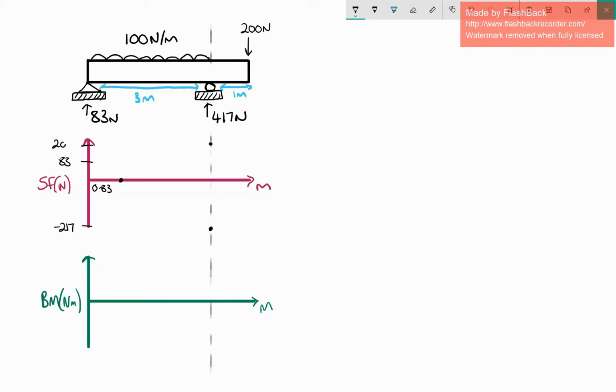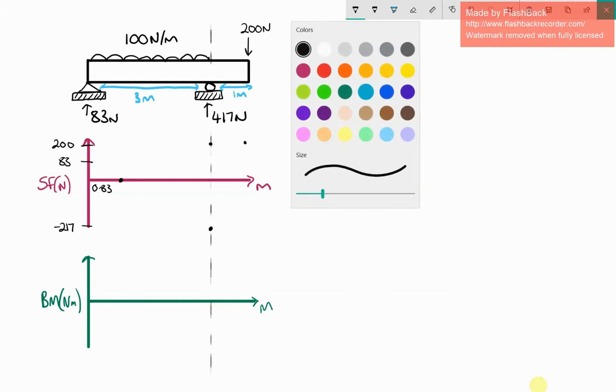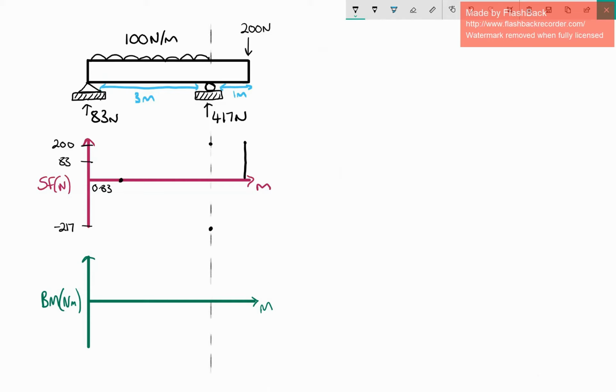Then looking at the diagram, over the next 1 meter length we have no force, so it's just a constant line, followed by a 200 Newton force acting downwards at the end of the beam, so we can plot that again. Now that we have plotted all the points on the graph, we can join them up to create our shear force diagram.